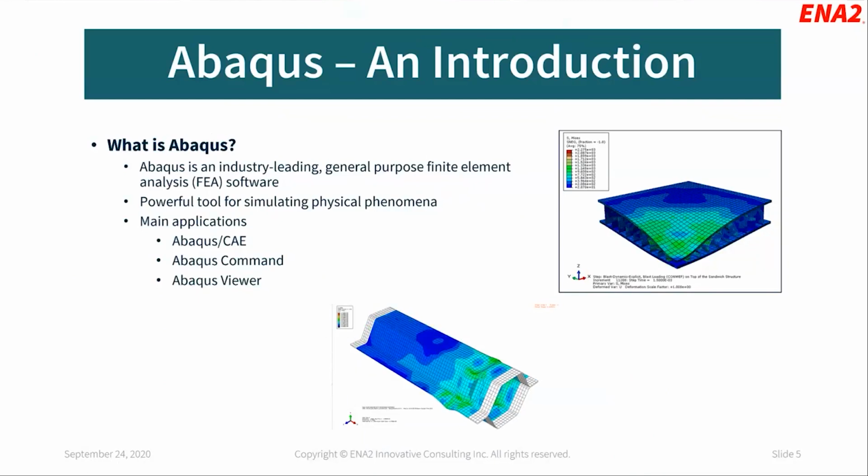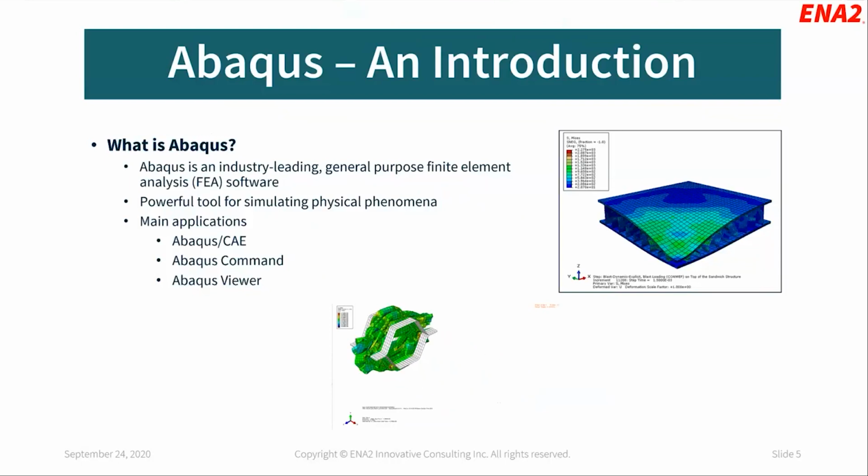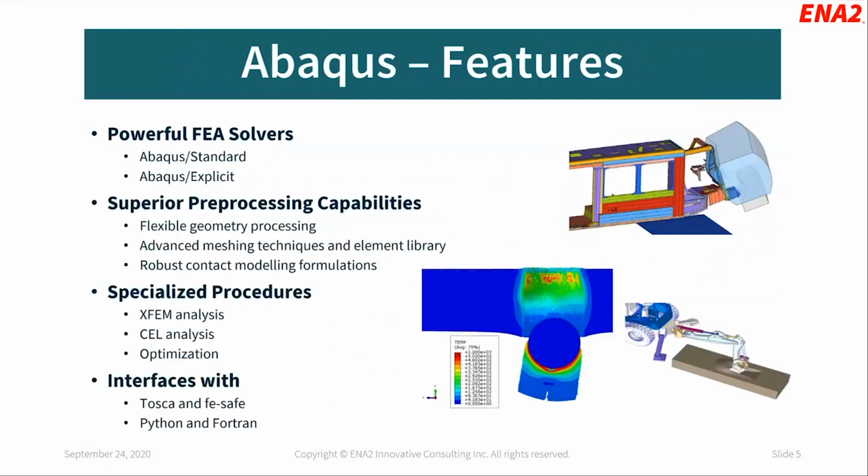Abaqus CAE is the graphical user interface, or GUI application, where much of the pre- and post-processing will be done. It contains all the solver's capabilities and model information. Abaqus Command, on the other hand, is used to submit and control jobs using only command lines. And last, we have Abaqus Viewer, which is used only for post-processing and output review using the GUI. So let's talk about some of the features of Abaqus.